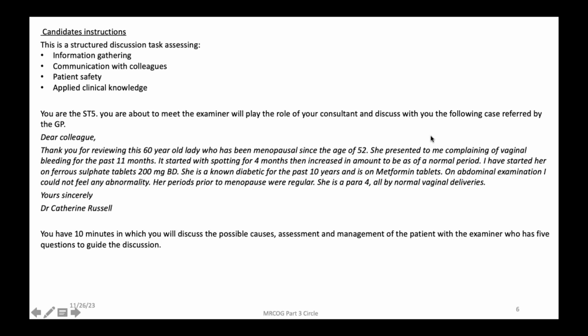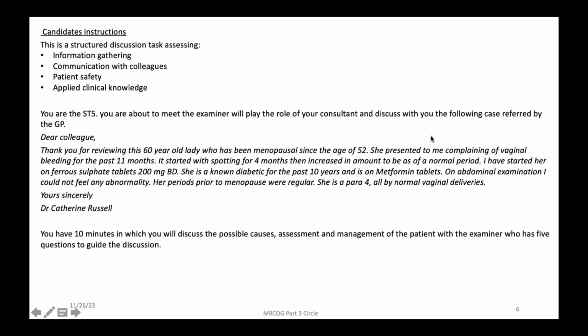Now, this is the GP letter. Dear colleague, thank you for reviewing this 60-year-old lady who has been menopausal since the age of 52. She presented to me complaining of vaginal bleeding for the past 11 months. It started with spotting for 4 months, then increased in amount to be as of a normal period.